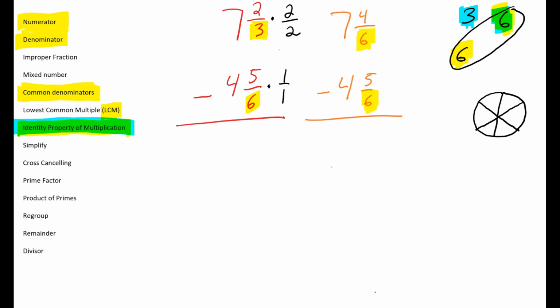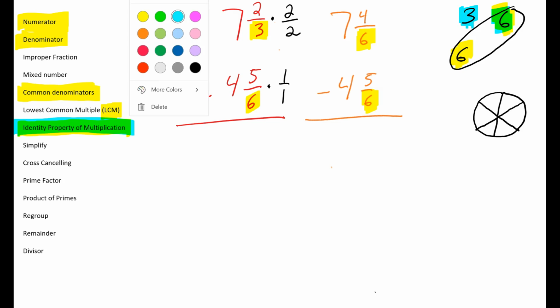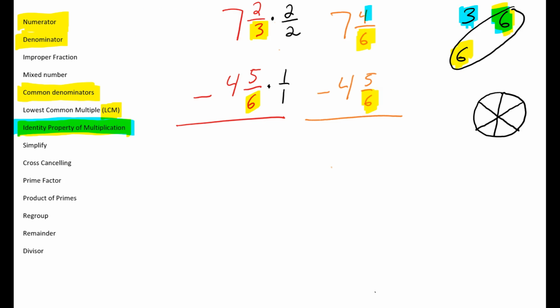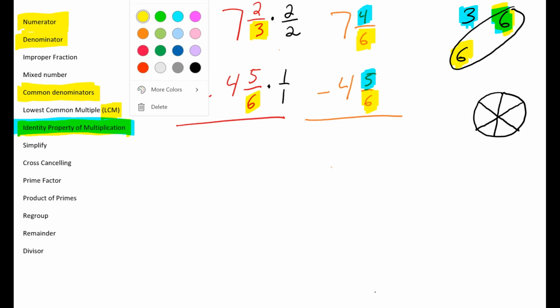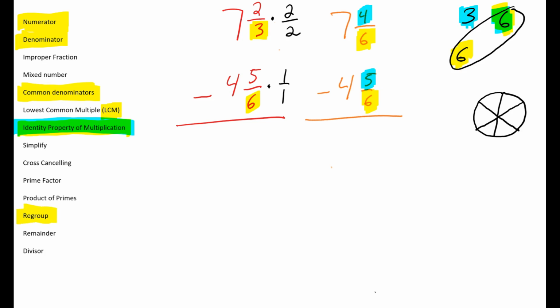That is my denominator. And now I'm going to multiply my numerators. Or not multiply, now I'm going to subtract my numerators. But I can see that it's going to be difficult to subtract my numerators because I have a 4 on the top and a 5 on the bottom. If I only have 4 pieces, I can't take 5 pieces away. So what do I do? I need to regroup. So I'm going to regroup so that I have a bigger numerator on top than on the bottom.